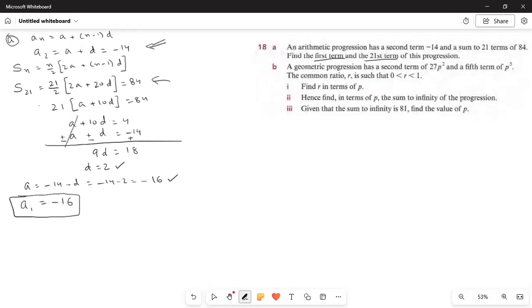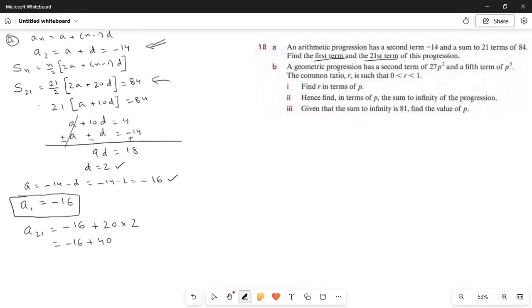And next we have to find the 21st term. Okay, so 21st term is going to be the first term, I'm talking about this one, first one, plus n minus 1 is going to be 20. And then D is 2. Okay, so minus 16 plus 20 times 2 is 40.